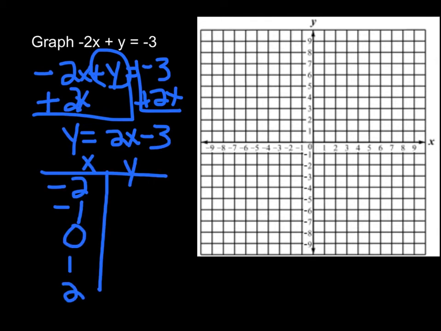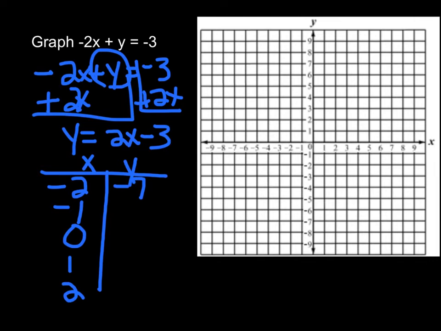From this point, we'll make a table of values and put some values in for x and find the values for y that match them. Our first value that we're putting in for x is -2. If we put -2 in for x, 2 times -2 is -4, minus 3 is -7. So when x is -2, y is -7.